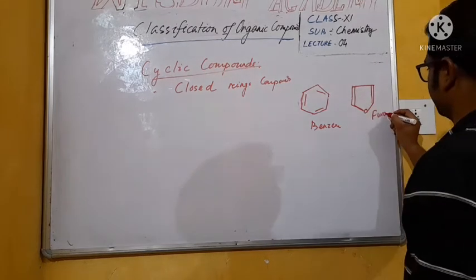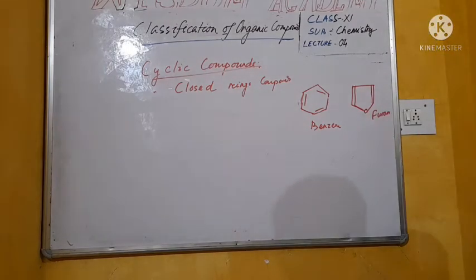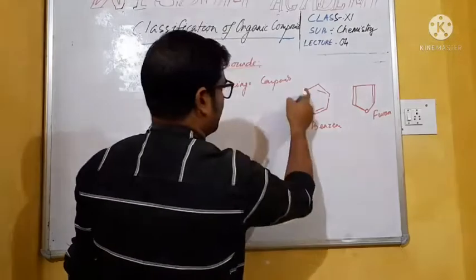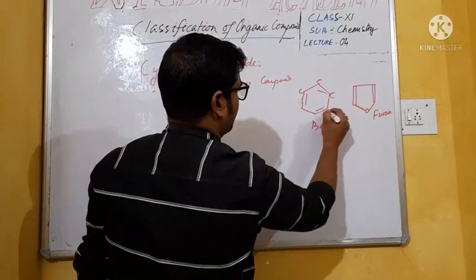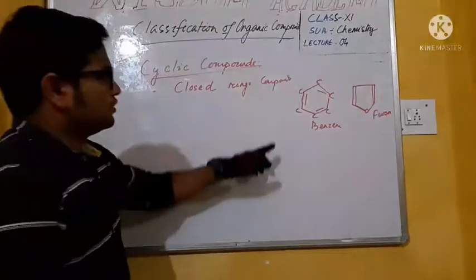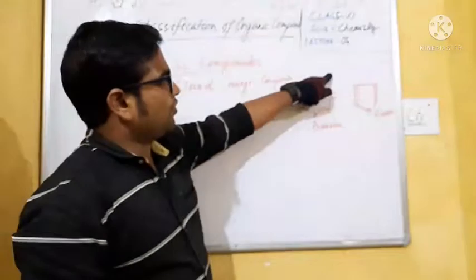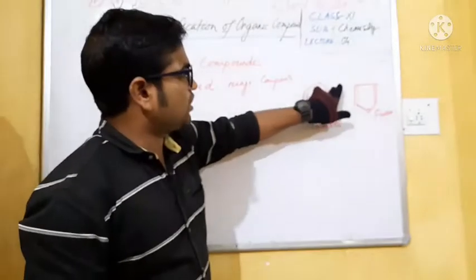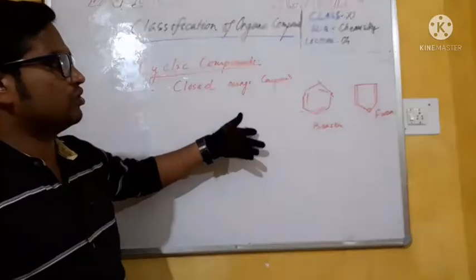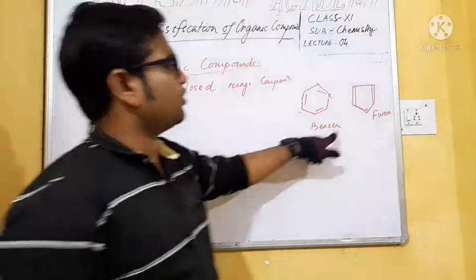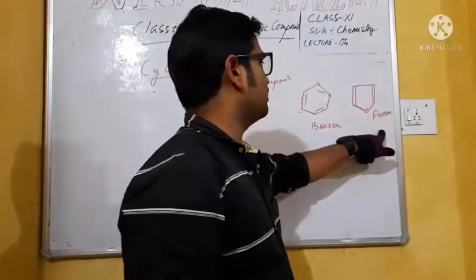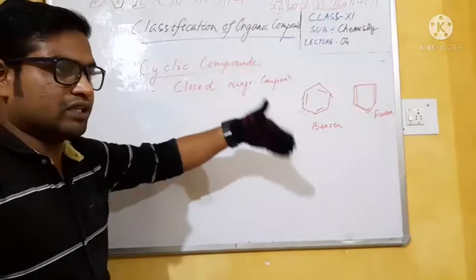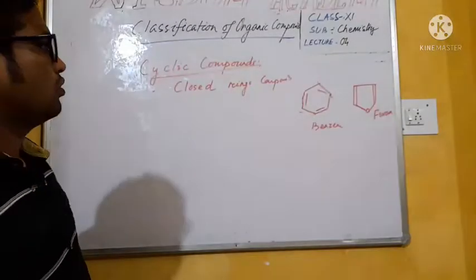So this is named as furan. Student, in benzene, look at this point. The same type of carbon is present. All are carbon. In some cyclic compounds, other than carbon, another atom may be present, like oxygen in furan. So in these cases, cyclic compounds are further classified into two.